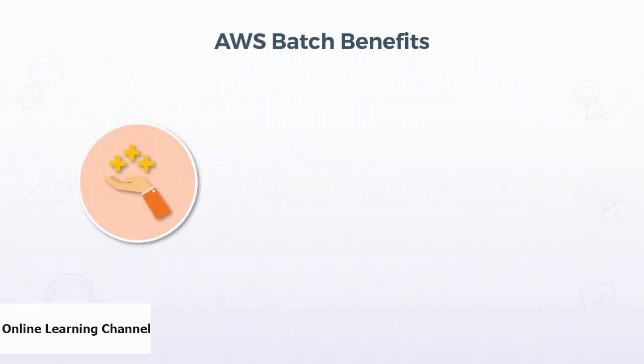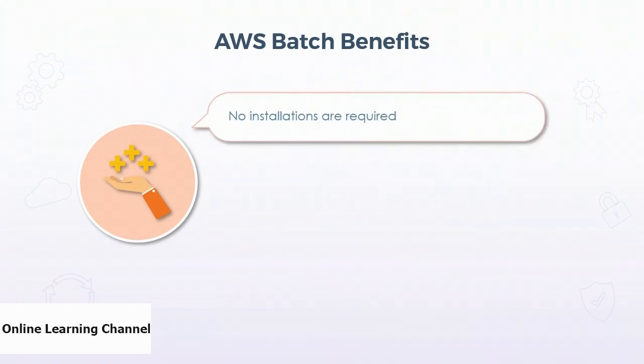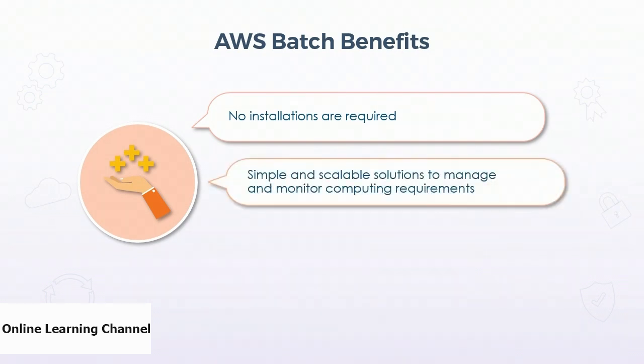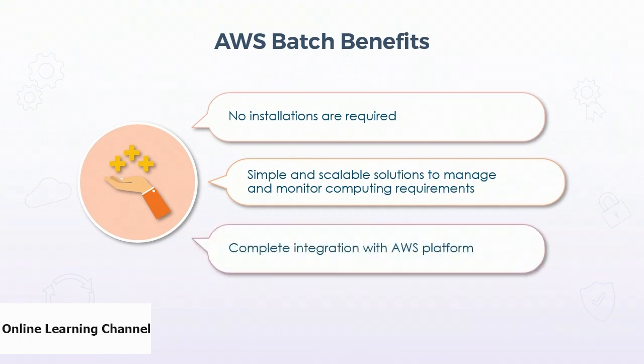Now, let us look at some of the AWS Batch benefits. AWS Batch is a completely managed service that does not require any third-party batch processing software or installation of any infrastructure such as servers. Secondly, it provides a simple and scalable solution to users to allow them to manage and monitor their batch computing requirements. It is completely integrated with the AWS platform, therefore allows users to run multiple jobs reliably, which in turn allows the users to access the management capabilities of the AWS platform for writing, retrieving data from multiple data stores such as Amazon S3 or DynamoDB.